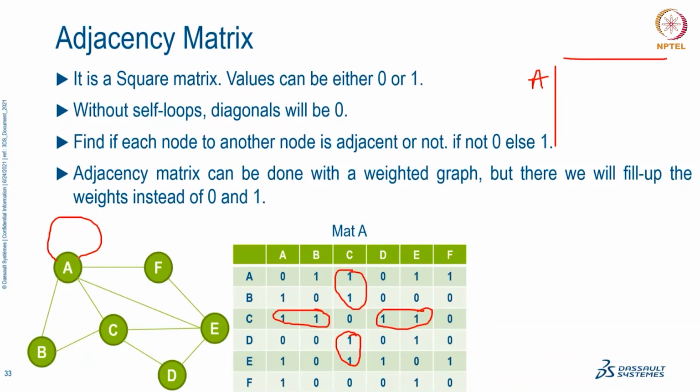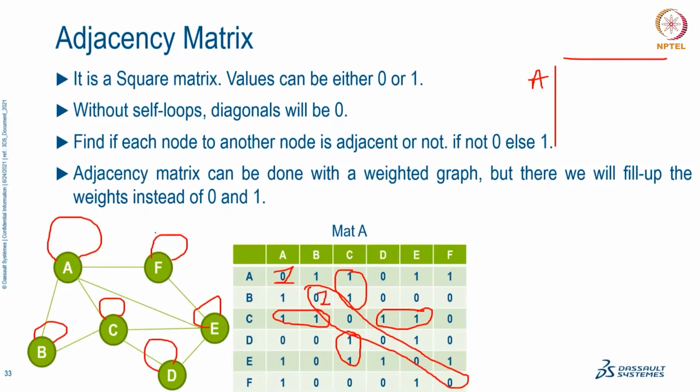Now consider if we have a self connection there. For example, A is having a self connection, then at the diagonal value, there would be 1. So all these diagonal values where we have 0, will turn to 1 if all these have the self connection. So currently there is no self connection, we'll leave it as 0.